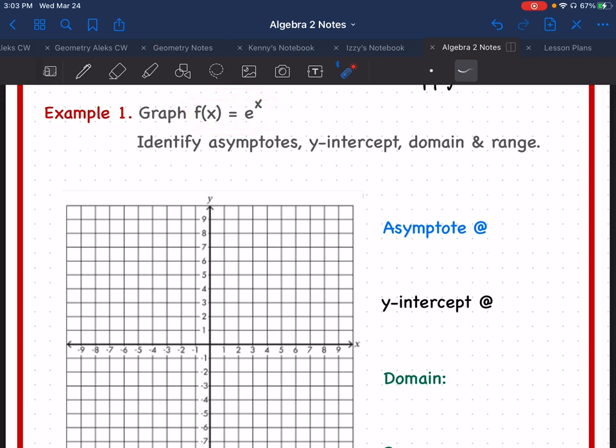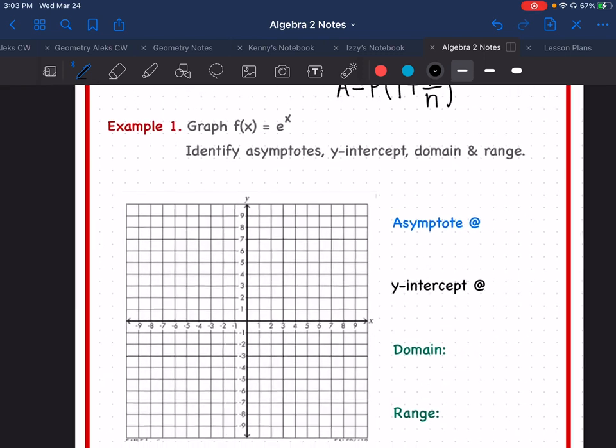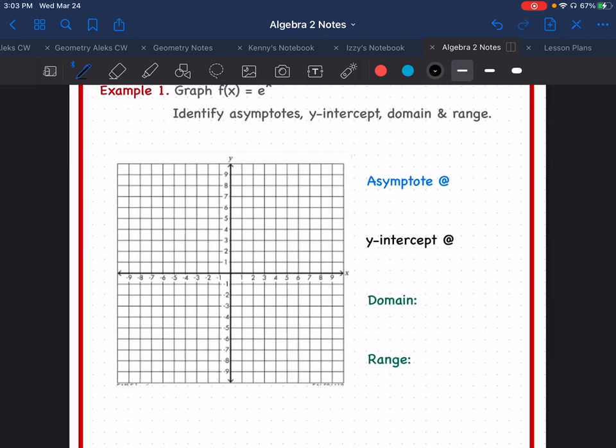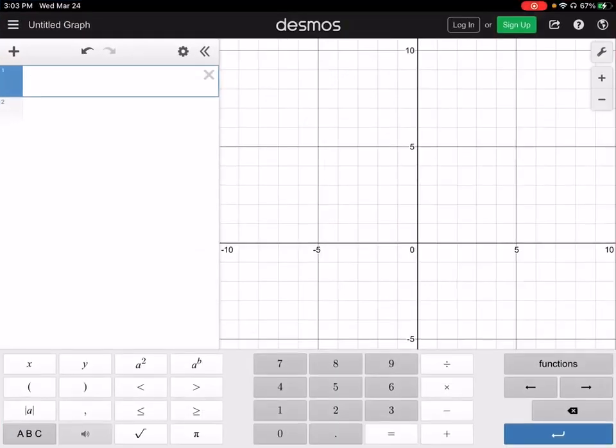We're going to identify its asymptotes. We're going to identify the y-intercept, the domain, and the range. So let me squeeze out of here for just a minute. There we go. And let's go over to Desmos and put in this function right here. Let me show you how to do that. So let me open Desmos.